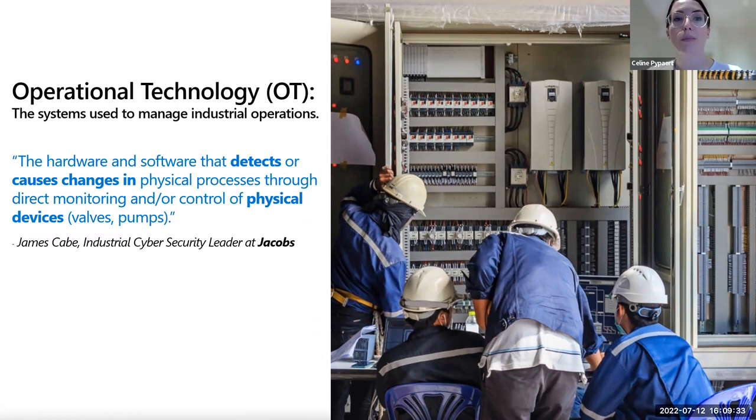So what does it mean? It means it's the systems used to manage industrial operations, whether that is hardware or software. It's the hardware and software that's very specific, and it detects or causes changes all the way to the physical processes. It has to do with monitoring and controlling, for example, physical devices.